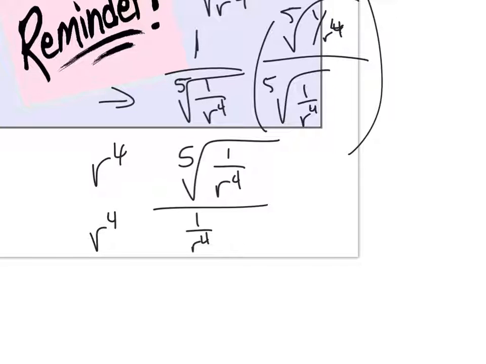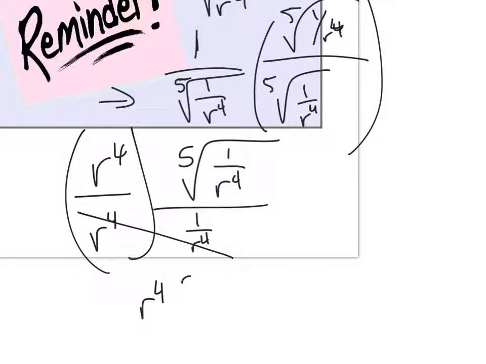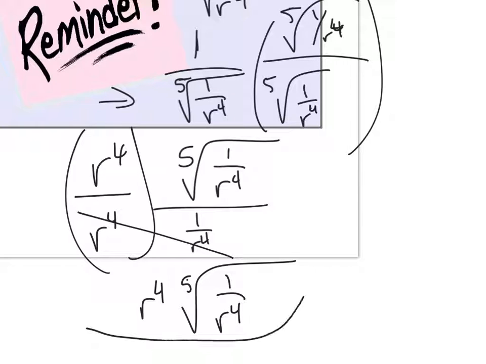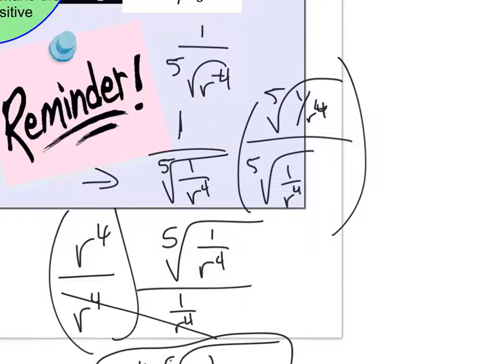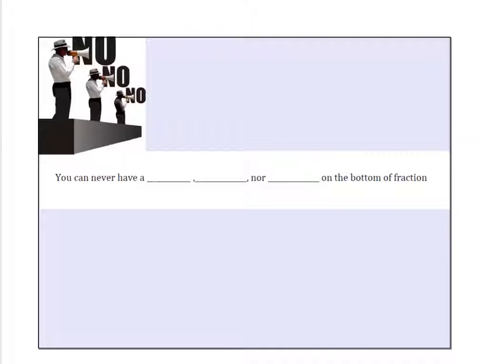And then I have a fraction and a fraction, which I can never have, so I'm going to multiply. This is not an easy problem. There's a lot of subtleties to this. So that will cancel. On the top, I will be left with r to the fourth, fifth root, 1 over r to the fourth. There's my answer, that multiplied. A lot of moving parts in that one, a lot of pieces. I would go back and look that one over again.